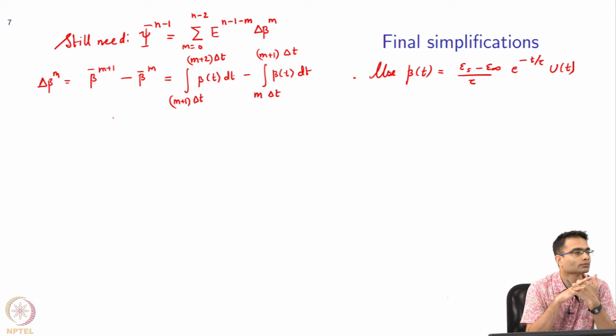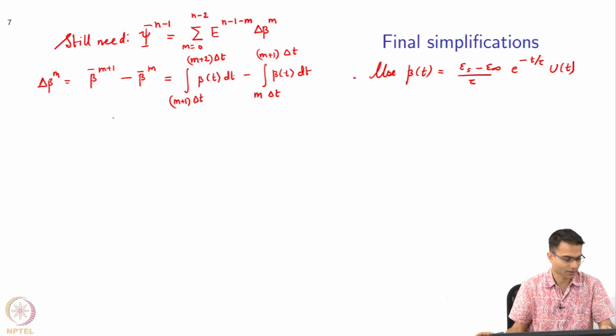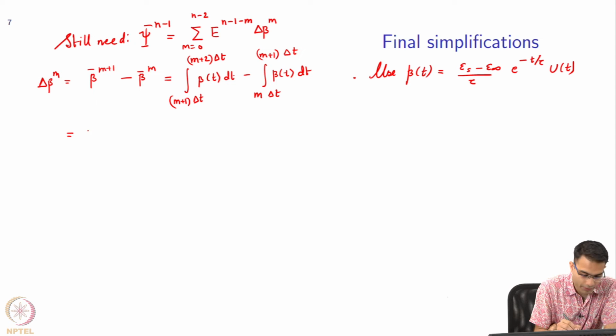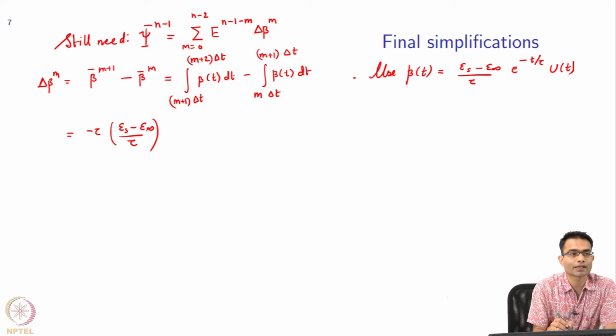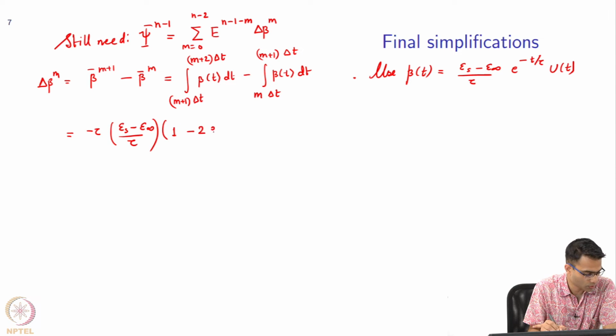How many terms do you expect will happen? 4 terms. Each exponential, when I integrate, I will get an exponential. The limits will give me two terms, and there will be one common m plus 1, right. So, I should expect 3 terms when I evaluate this integral. Okay. This is just to anticipate what happens. So, this expression, let me write it. So, I get a minus tau. There is this epsilon s minus epsilon infinity by tau that was already there in the definition of beta t. Then when I integrate e to the minus t by tau, I get a minus 1 by tau. So, that is a minus tau over there, and I should get 3 terms, okay. What will be common to all of these 3 terms will be e to the minus m delta t by tau, right. So, I can write this as 1 minus 2.